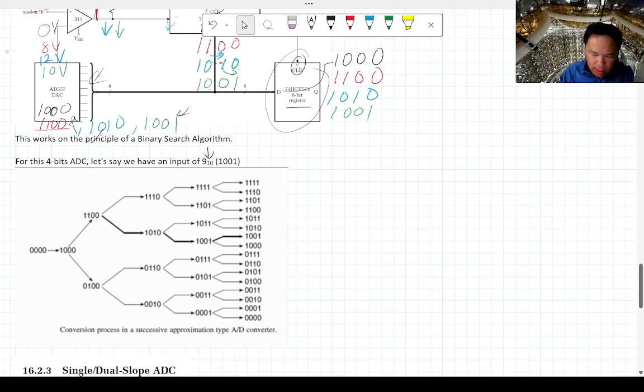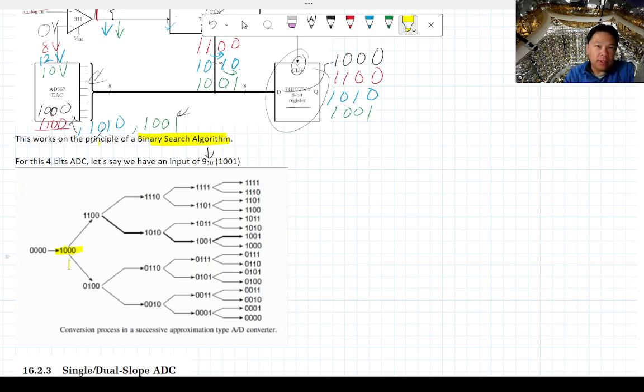All right. So this works on the same principle as a binary search. Those of you who have gone through a computer science class will probably have done a binary search. The idea is that you make a guess, and the first guess is the middle number. If I tell you I'm thinking of a number between 0 and 15, your first guess should be 8. That's the middle number.